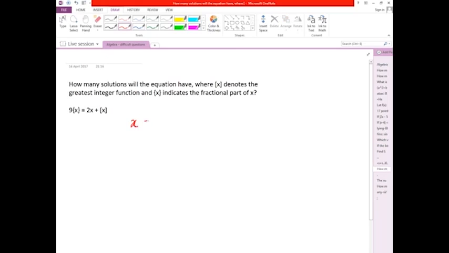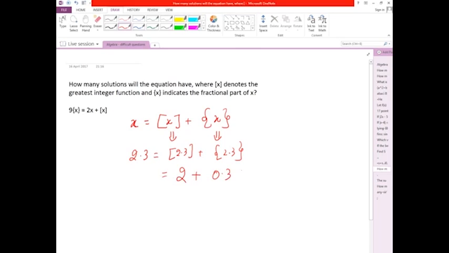We discussed that a number can always be written as integer plus fractional part, right? So this is the greatest integer function, this is the fractional part of x, and a number can be written like that. For example, if it is 2.3, we can write it as greatest integer plus fractional part. And greatest integer will be equal to 2, fractional part will be equal to 0.3, right? So this is what you need to do to solve these questions, and some of you might have solved them earlier, so you won't find anything new in here. But you can write x as this, and this helps.